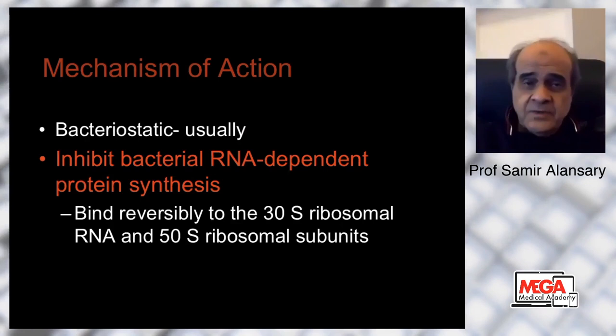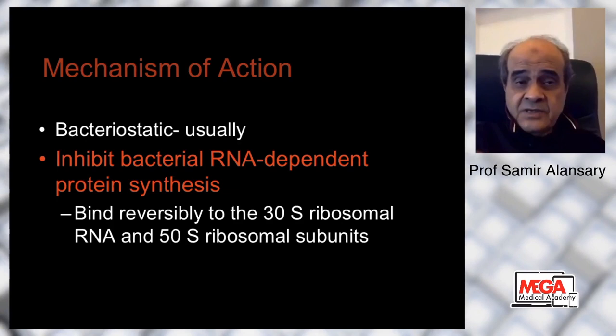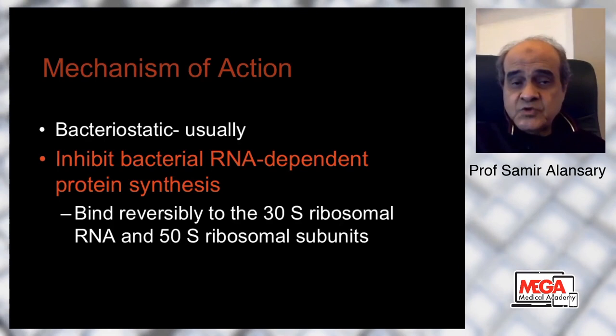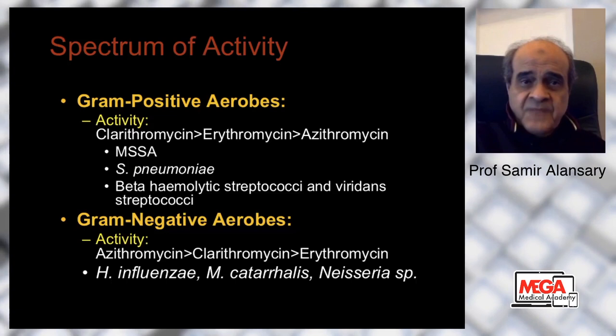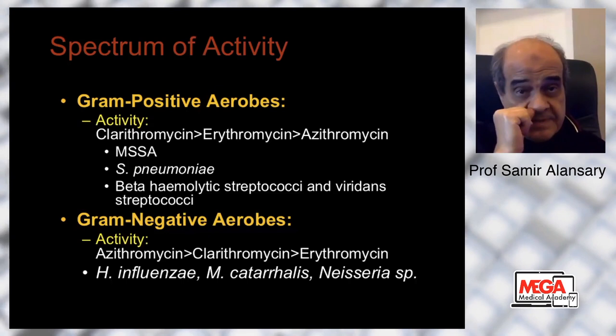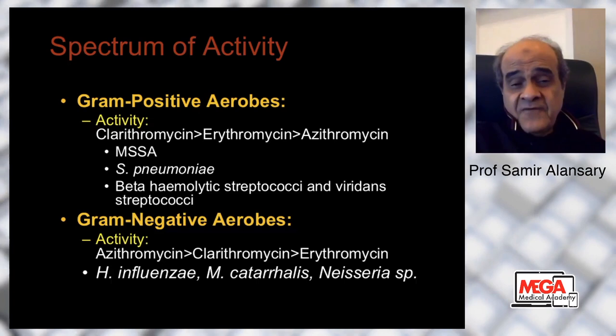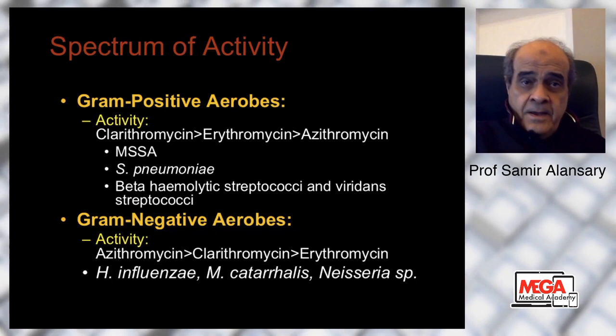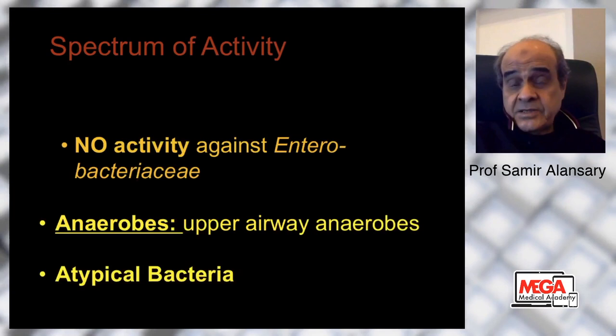Mechanism of action: bacteriostatic, usually, and inhibit the bacterial RNA-dependent protein synthesis, affecting 30S and 50S ribosomal subunits, impairing protein synthesis. A spectrum of activity of macrolides can cover gram-positive and gram-negative groups, clarithromycin more than erythro and azithro for gram-positive, while gram-negative is affected more by azithromycin than clarithromycin. No activity against enterobacteria, but it can cover anaerobes, upper airway anaerobes, and it can cover atypical bacteria.